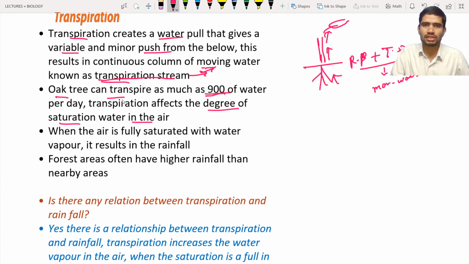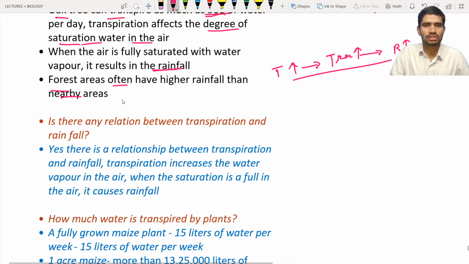Here in this case, due to the transpiration, a huge amount of water will get transpired. As a result, this transpiration is going to affect the saturation of water in the air. After some time, the water vapor in the air is going to increase. If the water vapor in the air increases, it will turn into rain, or rainfall. So forest areas often have higher rainfall than the nearby areas. Why? Because in the forest we can see a huge number of trees. If the trees are more, there is more transpiration, and as a result there will be more rainfall. Okay, so this is a simple concept.